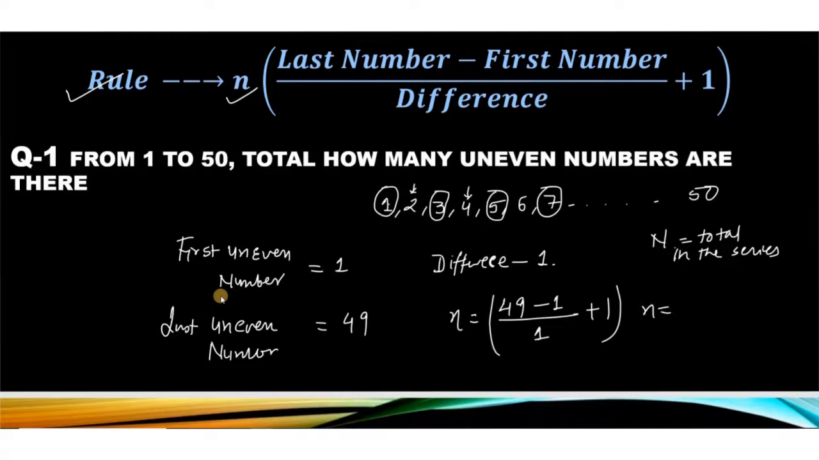So now what is going to come? It is 48. So divided by the difference, so it is 48 divided by 2 plus 1. So it is 24 plus 1. So it is 25. So what is 25? 25 will be the uneven numbers from the series 1 to 50. Uneven numbers.